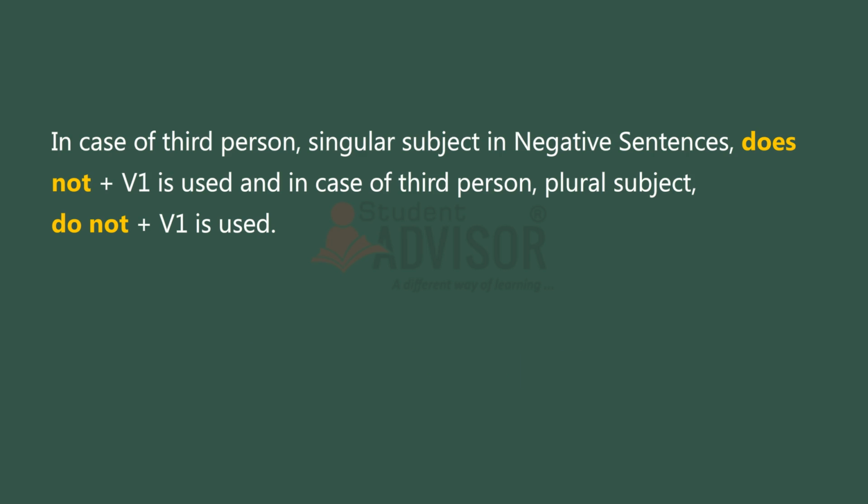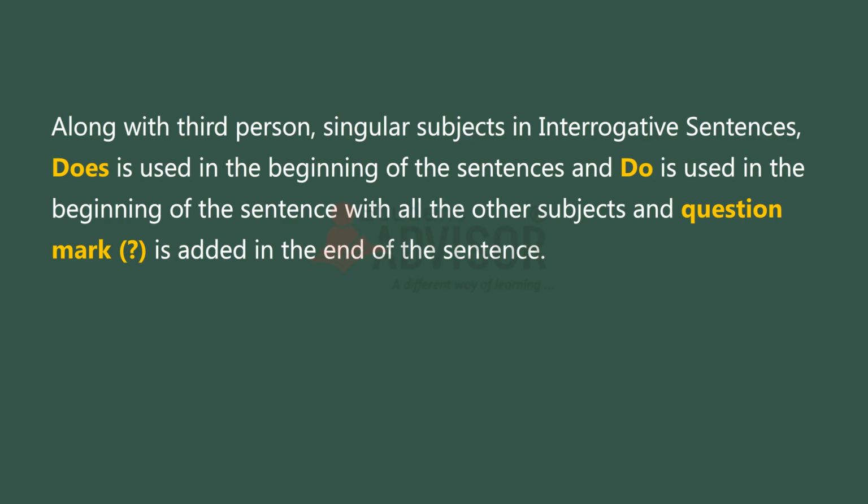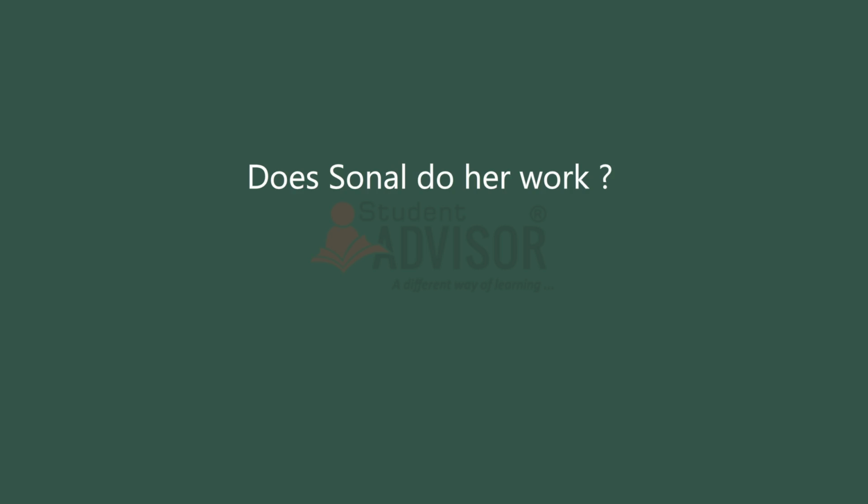And in the case of a third person plural subject, do not plus V1 is used. Boys do not play. Along with third person singular subjects in interrogative sentences, does is used in the beginning of the sentence, and do is used in the beginning of the sentence with all the other subjects, and a question mark is added at the end of the sentence. Like, does Sonal do her work?